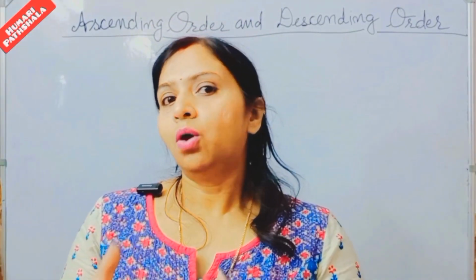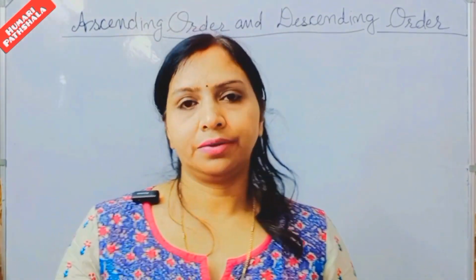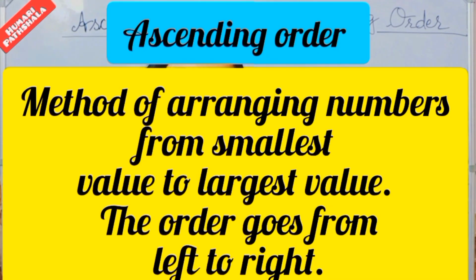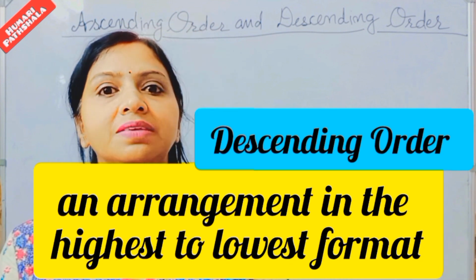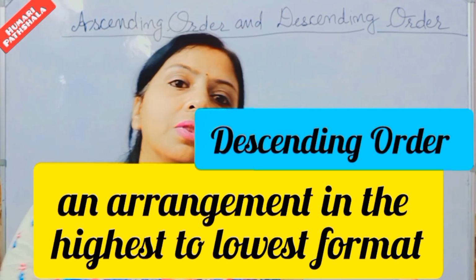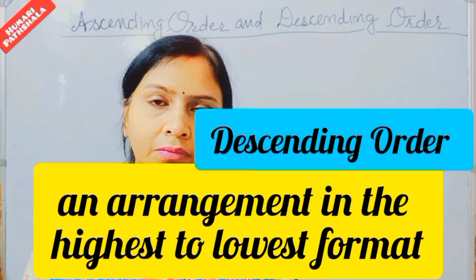Now, first one, what is the meaning of ascending order? It is the method of arranging numbers from smallest value to largest value. The order goes from left to right. And descending order means an arrangement in the highest to lowest format.